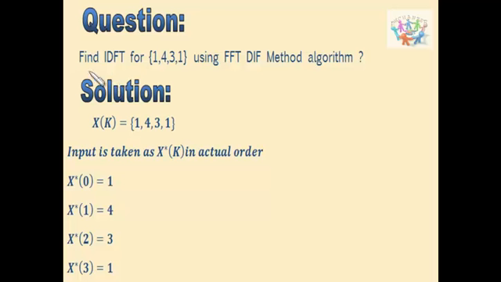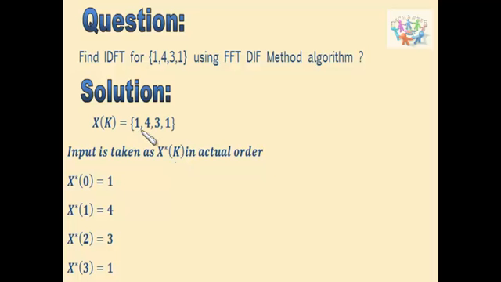In this sum, we need to find the IDFT for 1, 4, 3, 1 using the FFT DIF method algorithm. Write the sequence as x of k is equal to 1431. The input is taken as x star of k. This x star of k is nothing but the complex conjugate of x of k.